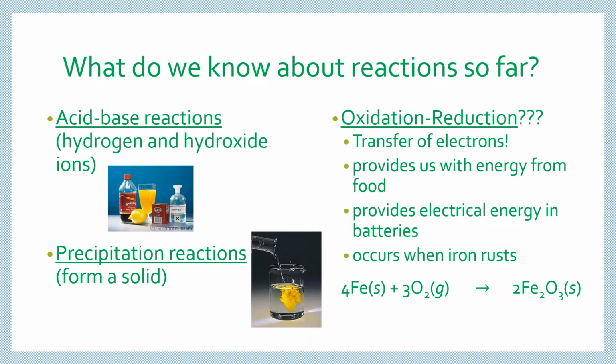Oxidation reduction reactions involve the transfer of electrons. Some examples include providing us with energy from food, such as cellular respiration, providing electrical energy in batteries, and occurring when iron rusts, as we see in the equation below. Iron metal, solid, reacts with oxygen gas to produce iron(III) oxide.